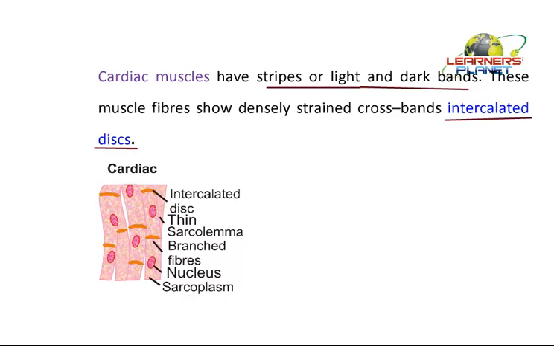And of course they are meant for providing support to the branches of these particular cells. They help these fibers arrange themselves in a linear fashion. This linear pattern is possible due to the presence of these interdigitations in the sarcolemma, and that's what we are calling the intercalated disc.